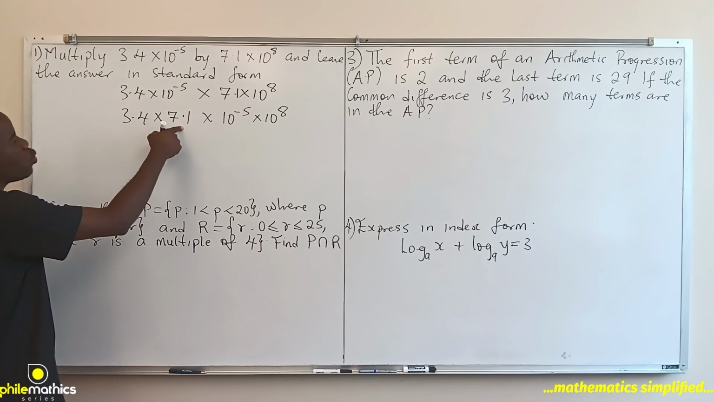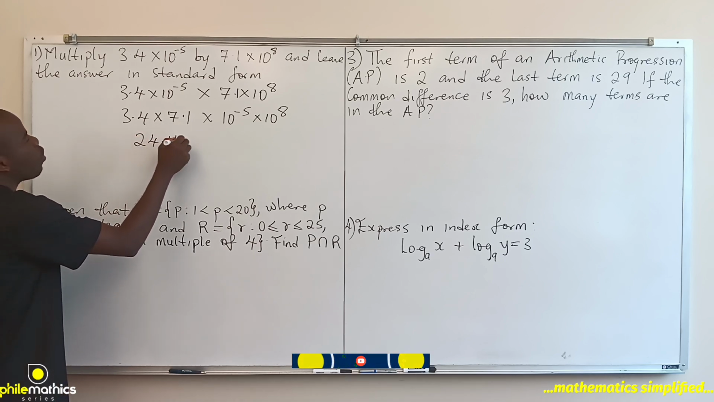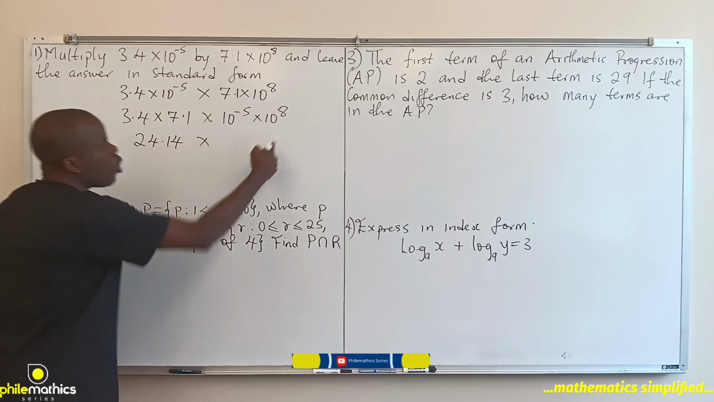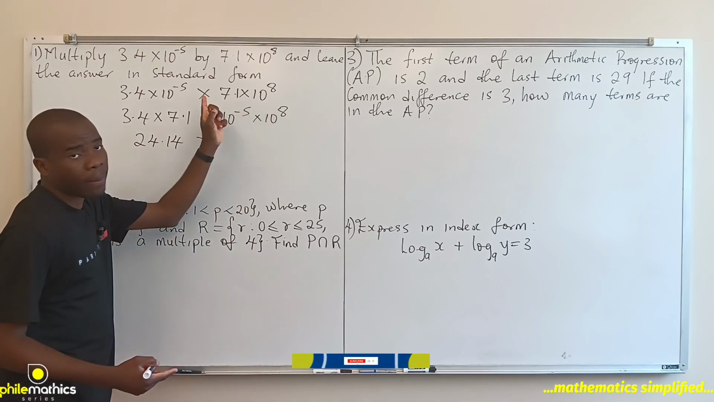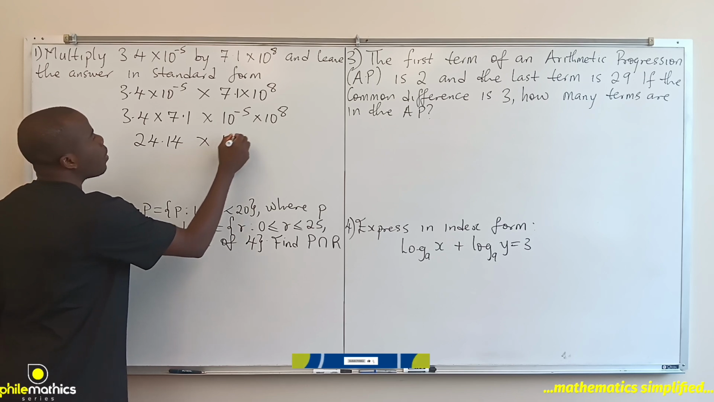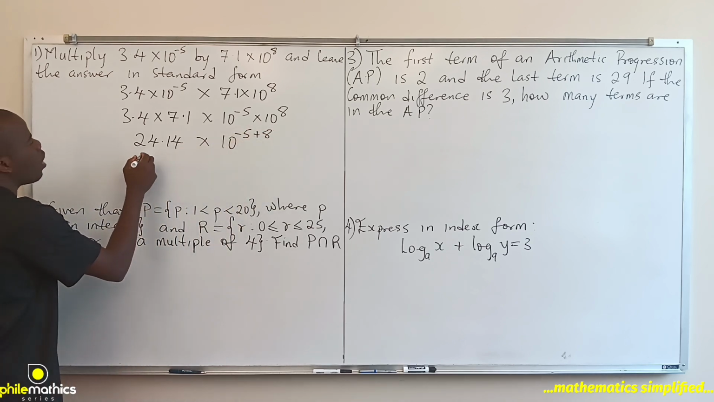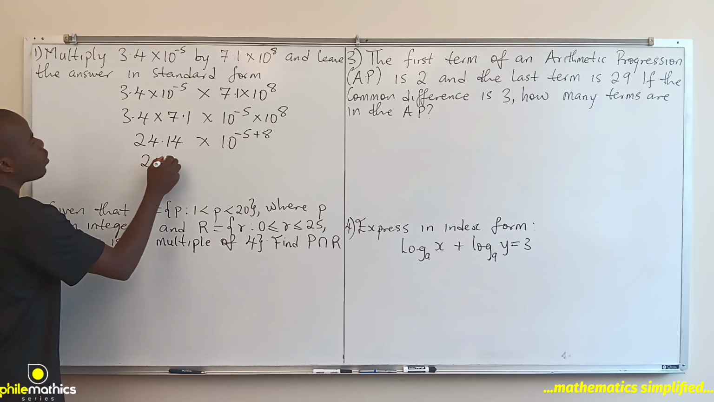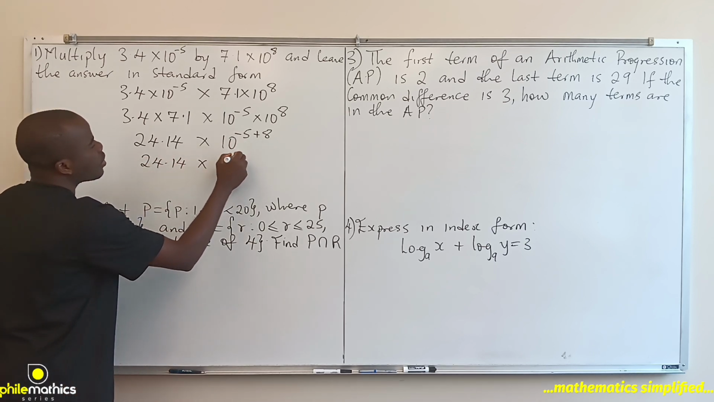When we multiply these two, we'll get 24.14 times. From laws of indices, when you multiply two numbers with the same base, you add their powers. So this will be 10 to power minus 5 plus 8. And so we'll have 24.14 times 10 to power 8 minus 5 is 3.